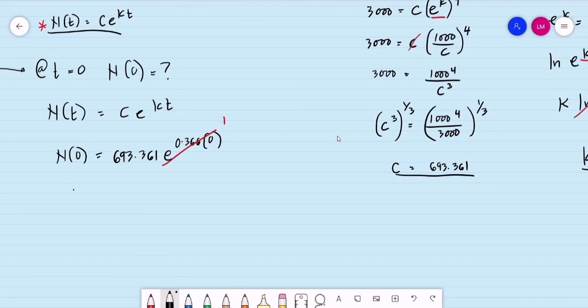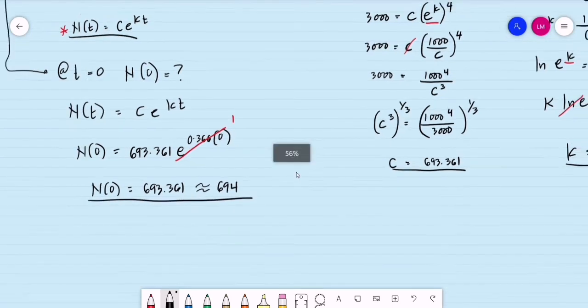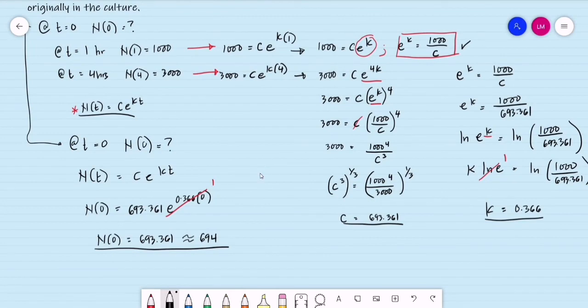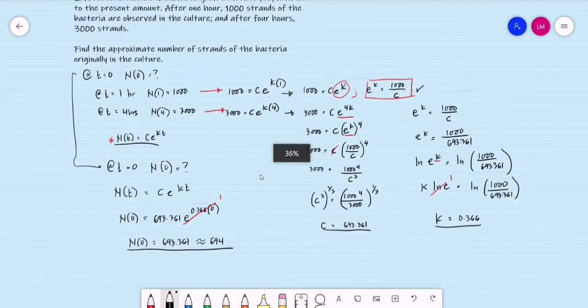So we have the amount of bacteria originally, at time equal to 0, is 693.361, or we may round this up, let's say 694. So there are 694 strands of bacteria originally in the culture. This will be our solution for problem number 2.